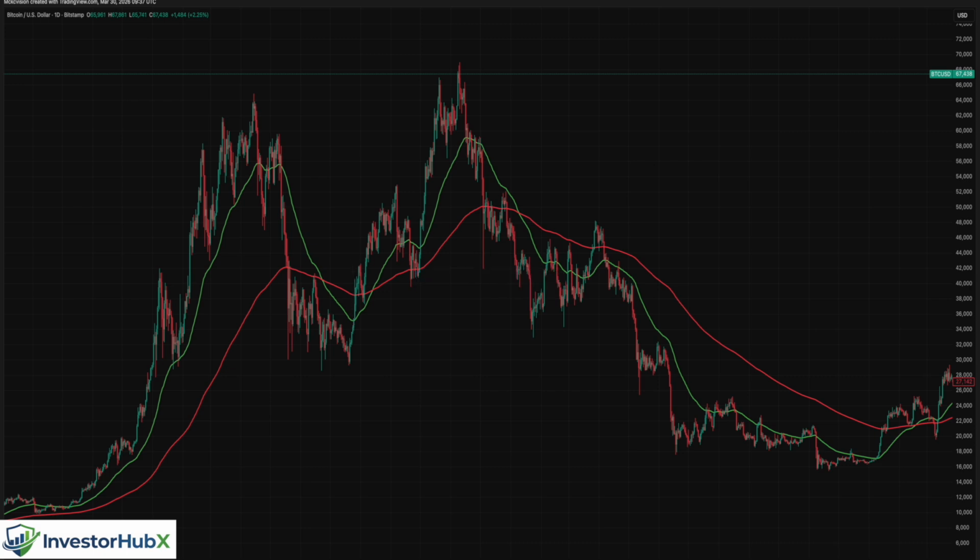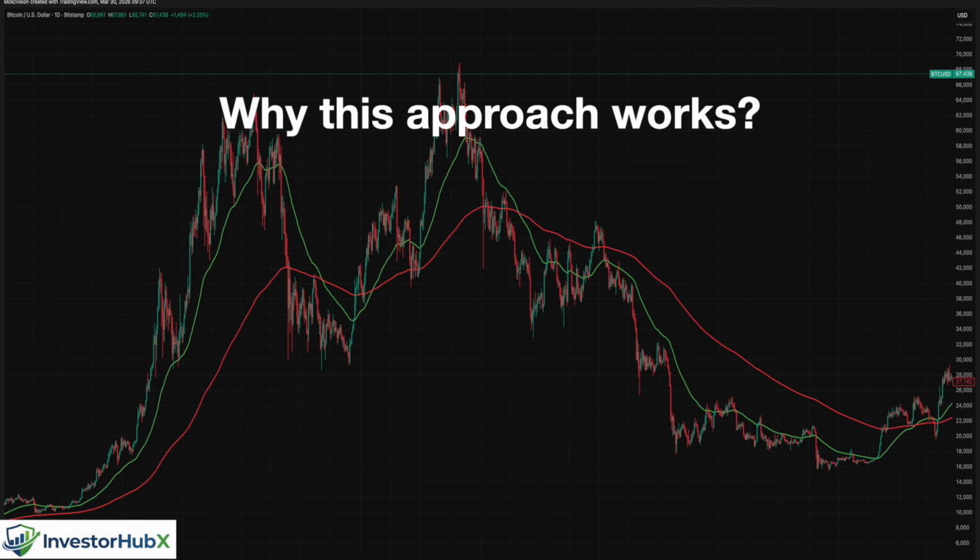Step 2. Wait for strength. He waits for a Golden Cross to appear. This suggests that momentum has shifted back to the upside, buyers are regaining control, the market is likely transitioning into a bullish phase. So, why does this approach work?